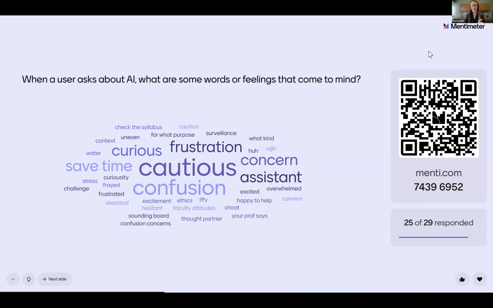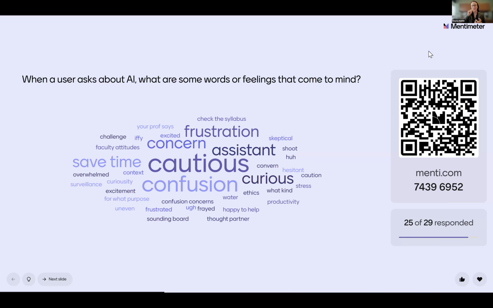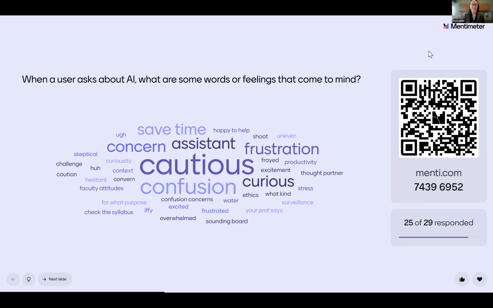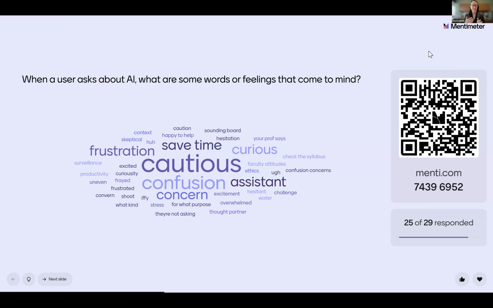Curiosity is a great one. I am very curious about how, I feel this with myself, the tendency to personify generative AI tools and say, like, I asked Claude and Claude said. So I have a lot of curiosity about how that's going to change how we interact with these tools and find information.